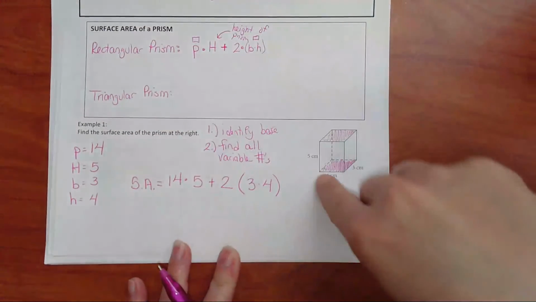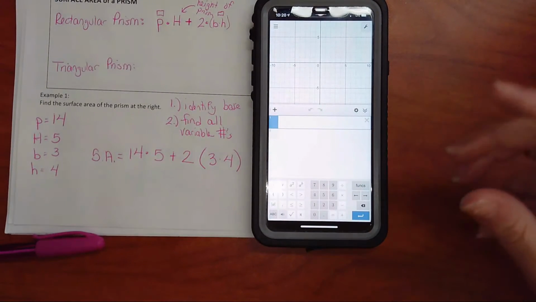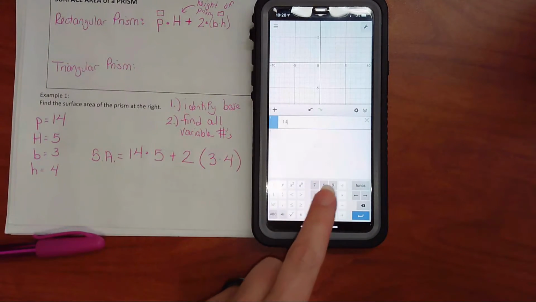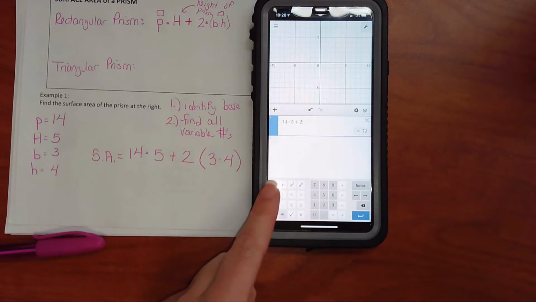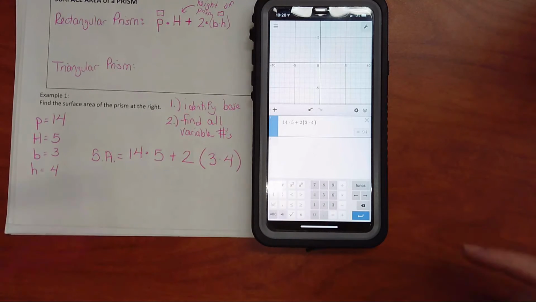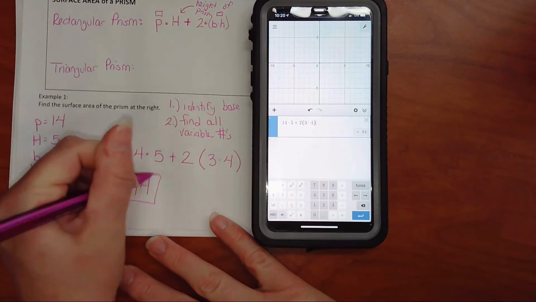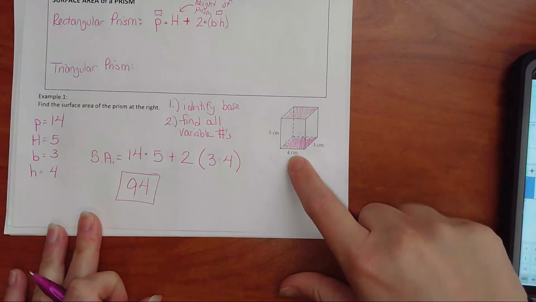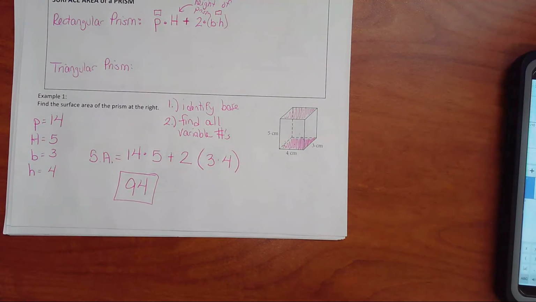And then you just plug that in, and make sure you plug it in all at once, because you don't want to do one thing, press enter, and then it's going to get all off. So do 14 times 5 plus 2 parenthesis 3 times 4, and my parenthesis, and I get a surface area of 94. So I would need 94 centimeters squared of wrapping paper to cover that.